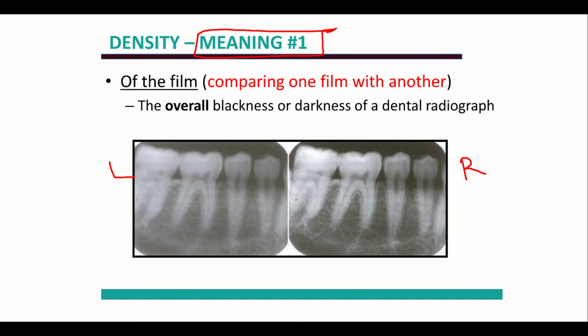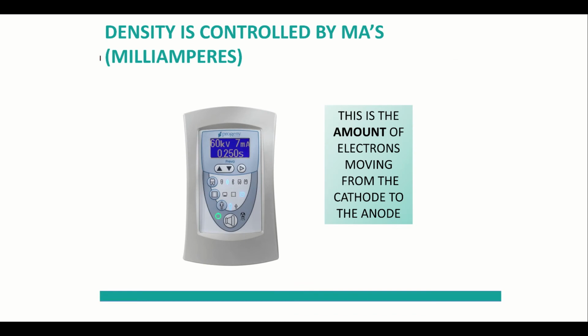So when you're reading test questions about density, you need to make sure that you're understanding whether or not it's talking about density of the film in general or density of the object, which is meaning number two. So density of the film is the overall blackness or darkness of the image, and that is controlled by milliamperes. Milliamperes, or MAs, is what controls the amount of electrons.